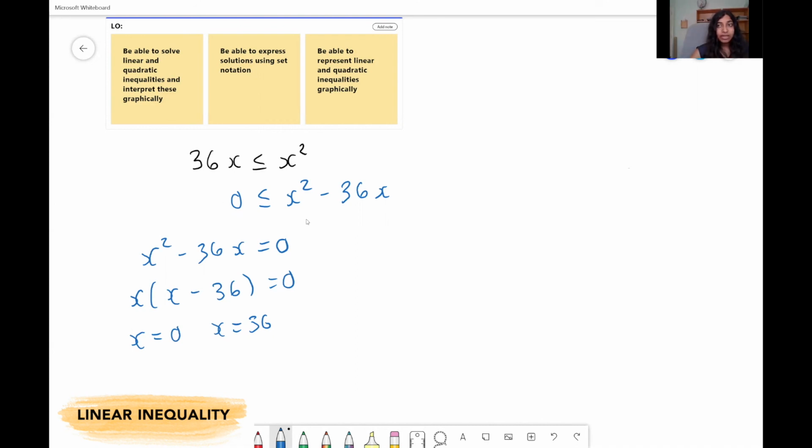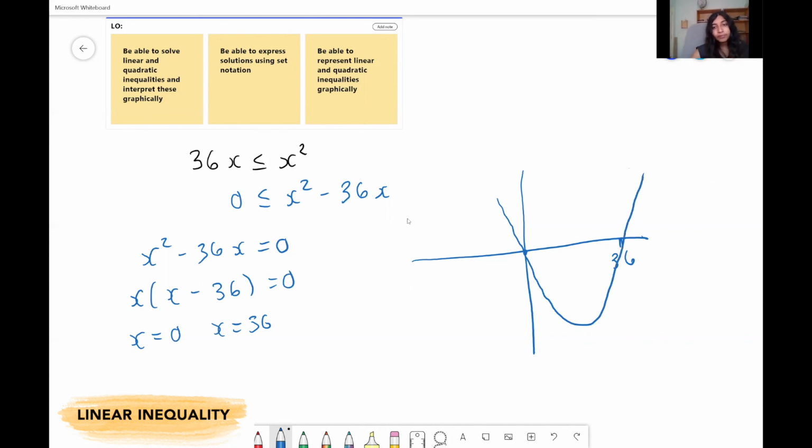In order to find out what values are actually more than or equal to 0, you have to draw the graph out, because this will help you see it more clearly. So if you draw the graph and plot it, you'd have 0 here, and you'd have 36. Then remember, because it's x squared, it's a happy face, like from when we were drawing graphs in the previous lesson. You just draw a normal graph like this.